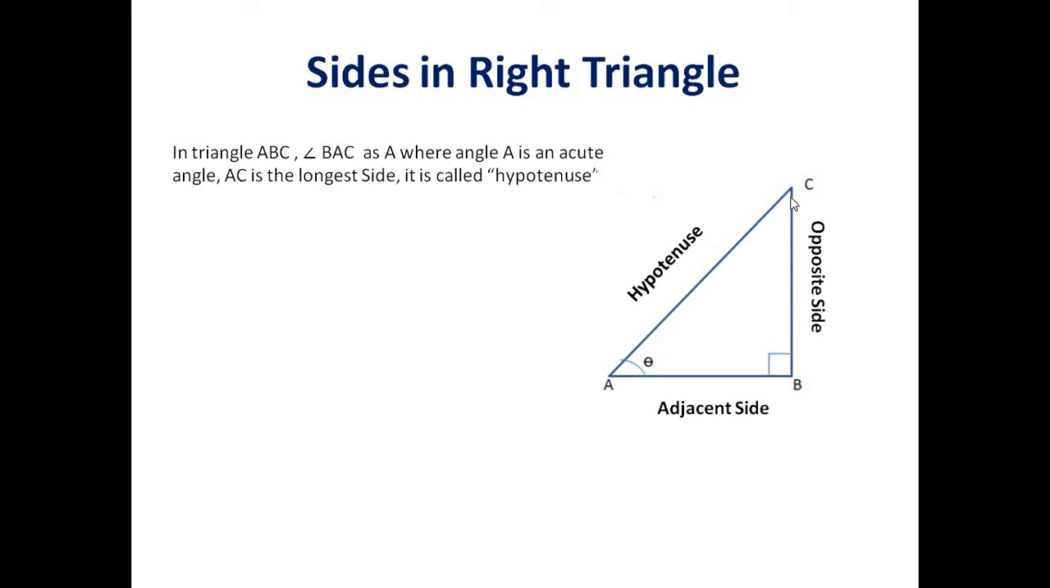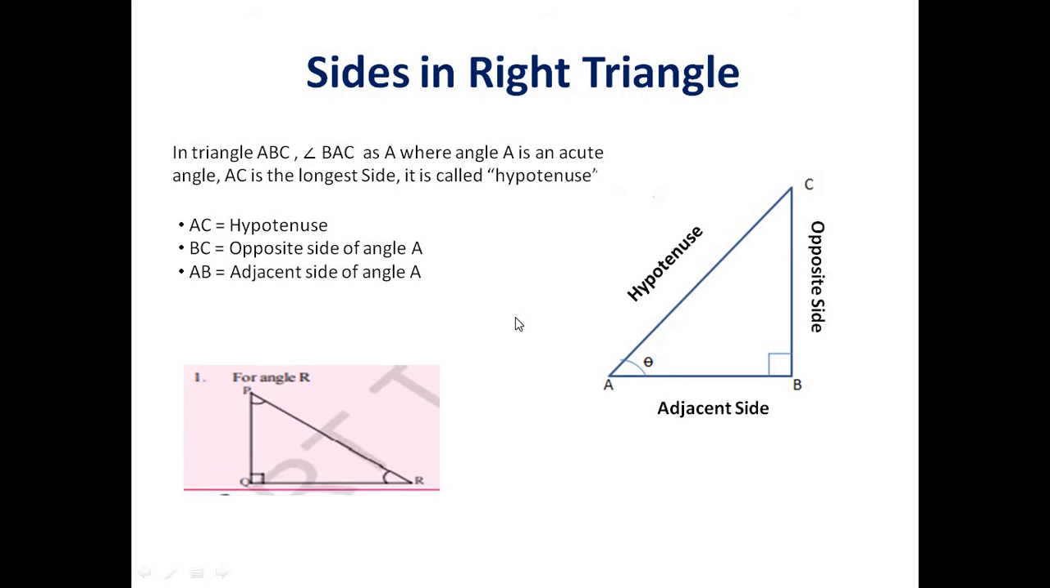For example, if I consider angle C for this particular triangle, AB will be my opposite side and BC will be my adjacent side. You need to understand that concept very clearly. Let me give you another example. Before that, I just wrote what is AC, what is BC, what is AB in terms of angle A.